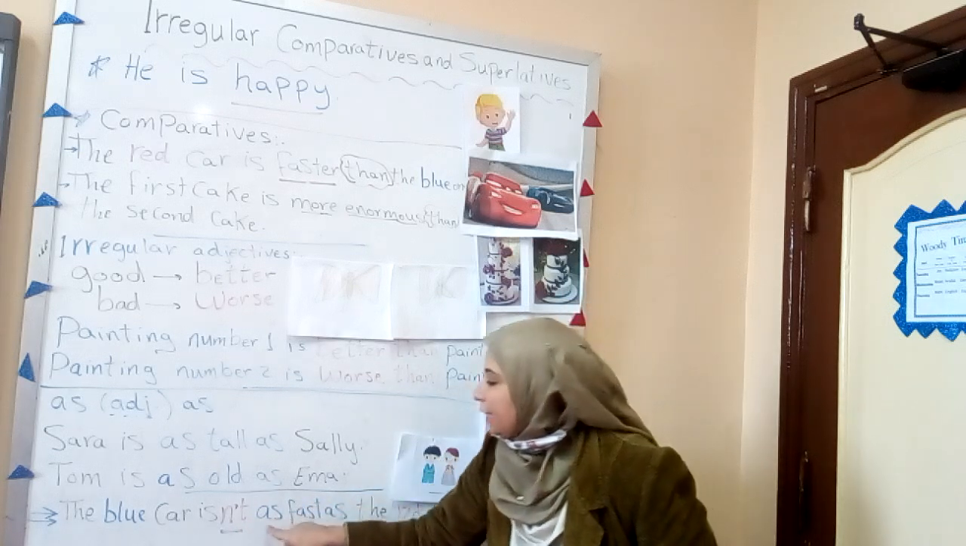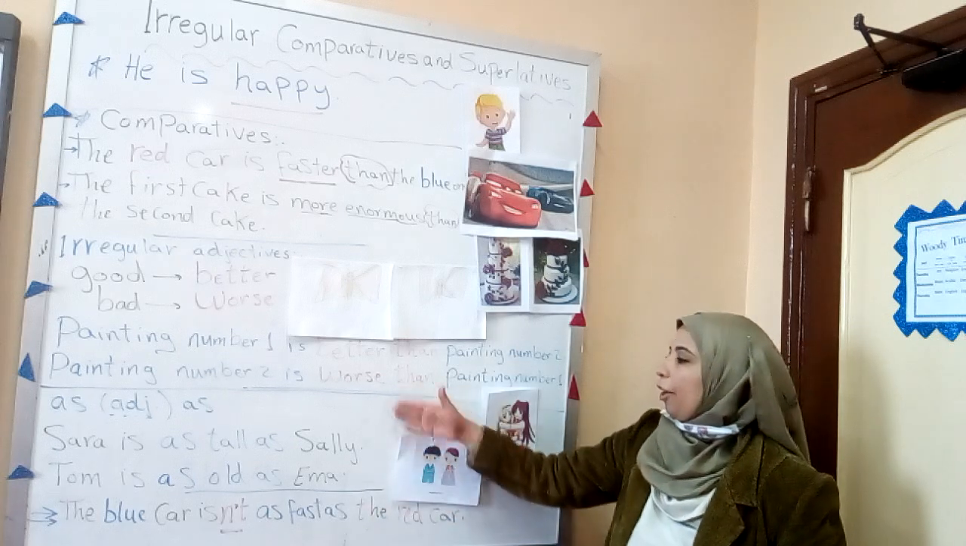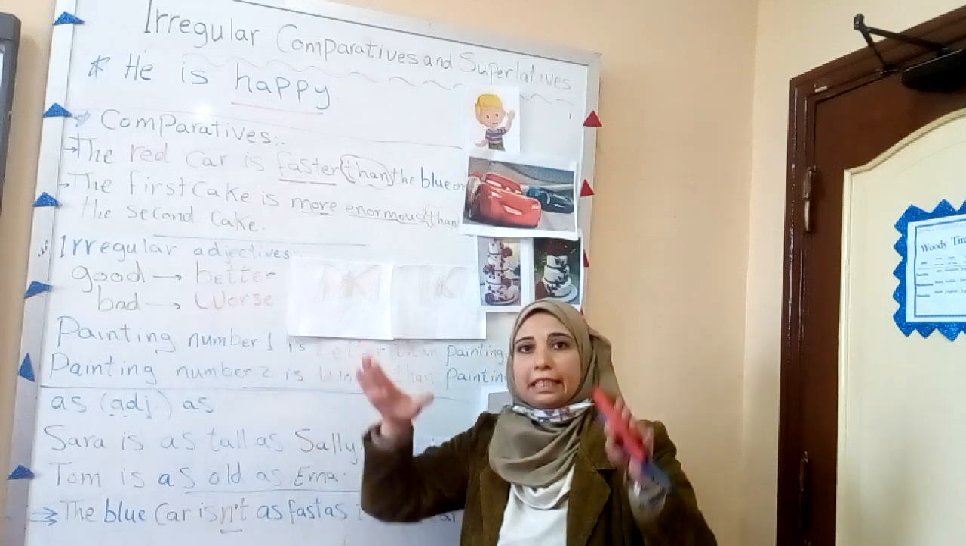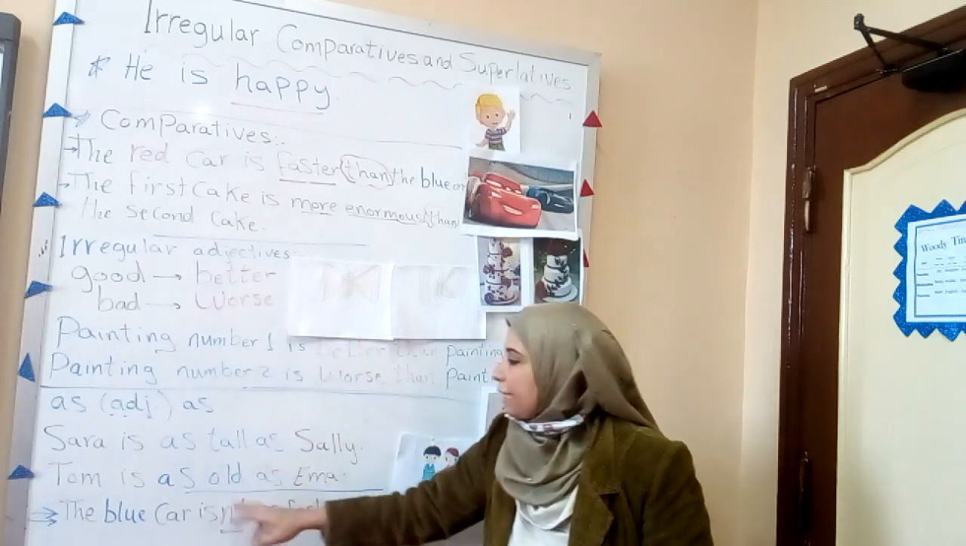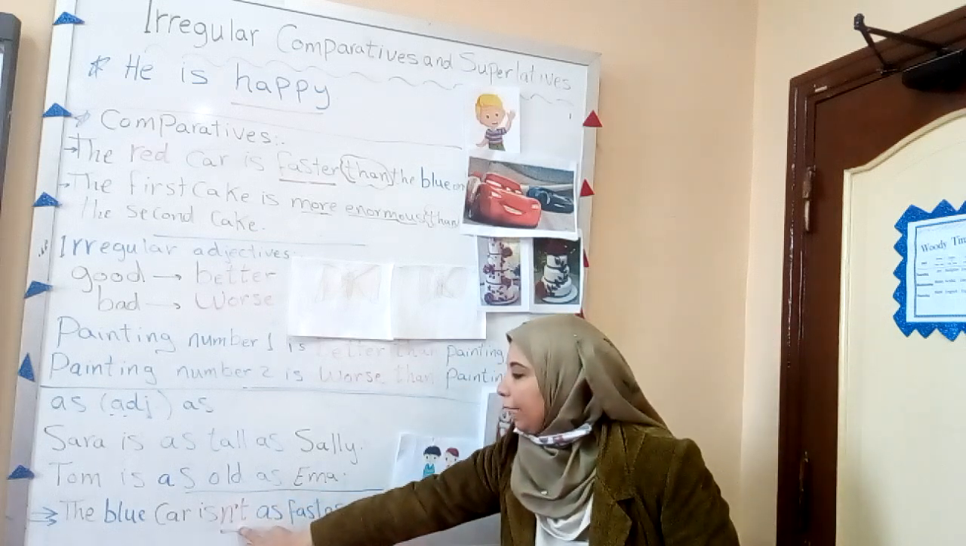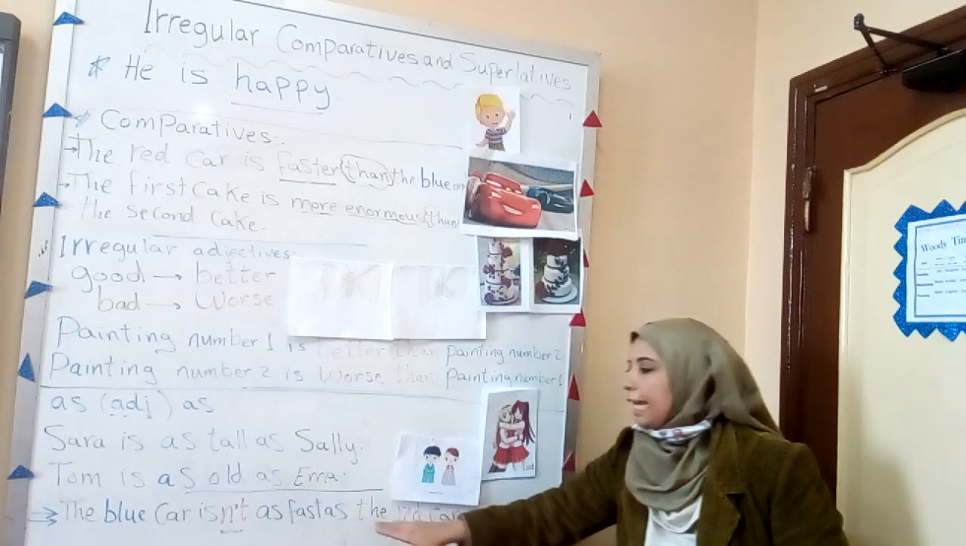And also we write as, adjective, as. So this is for comparing two things which are similar. And if they aren't similar, we add not after verb to be. Then we write also as, adjective, as.